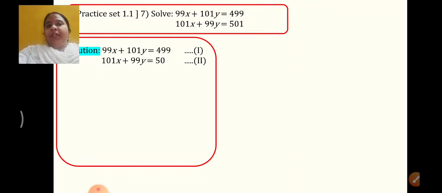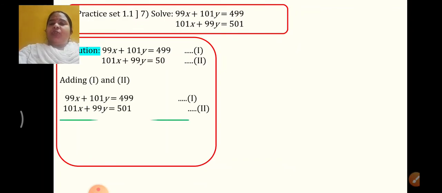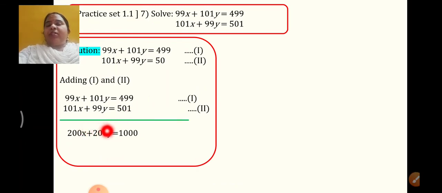See, I have numbered it as equation number 1 and equation number 2. Okay. So adding 1 and 2. What we will get? When I add these two equations, we will get 200x plus 200y is equal to 1000. Now what is to be done? Let us reduce it. Solving with such bigger numbers will always be difficult. So as you can see here, 200 is a common factor. I can divide throughout this equation by 200. When I divide it, I will get it as x plus y is equal to 5. Okay. I hope you are understanding it, that 1000 upon 200 is 5.